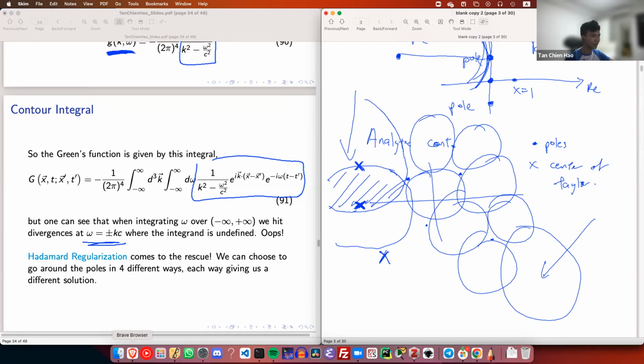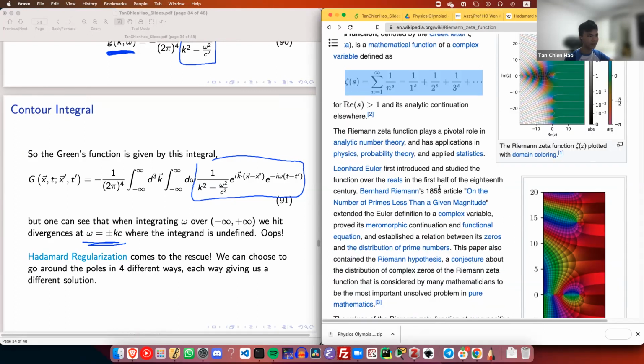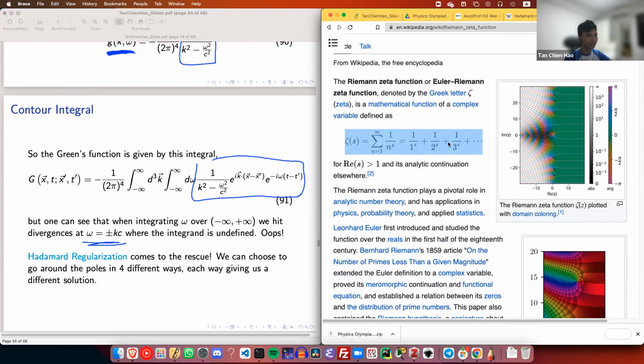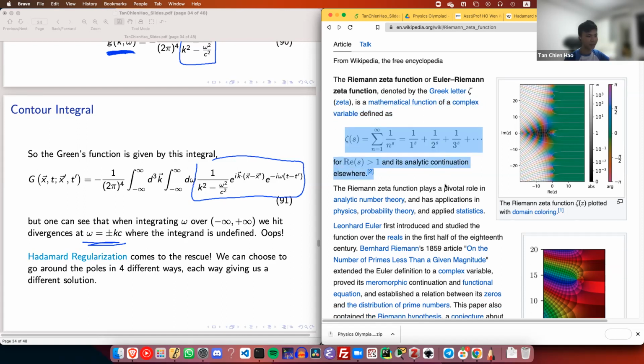That is what they mean by analytic continuation. If you have this function, you see that it only works for some specific values. Let's say we know the value for s equals 2, correct? But by analytic continuation, you can actually plug in any complex value of s into this Riemann zeta function.